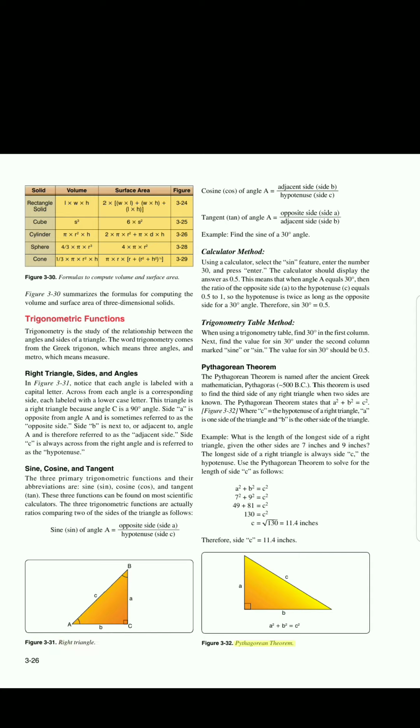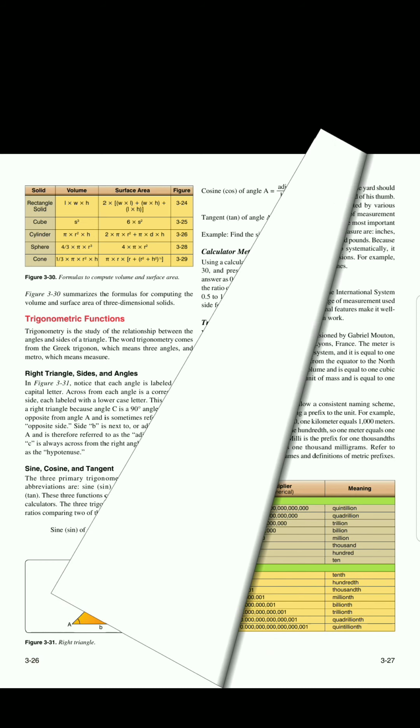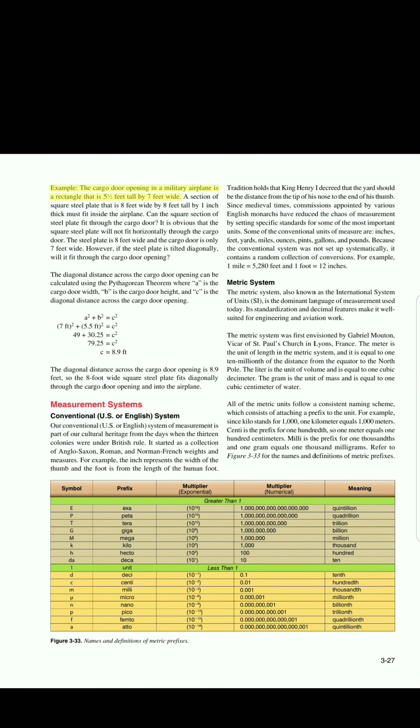Example. The cargo door opening in a military airplane is a rectangle that is 5½ feet tall by 7 feet wide. A section of square steel plate that is 8 feet wide by 8 feet tall by 1 inch thick must fit inside the airplane. Can the square section of steel plate fit through the cargo door? It is obvious that the square steel plate will not fit horizontally through the cargo door. The steel plate is 8 feet wide, and the cargo door is only 7 feet wide. However, if the steel plate is tilted diagonally, will it fit through the cargo door opening?